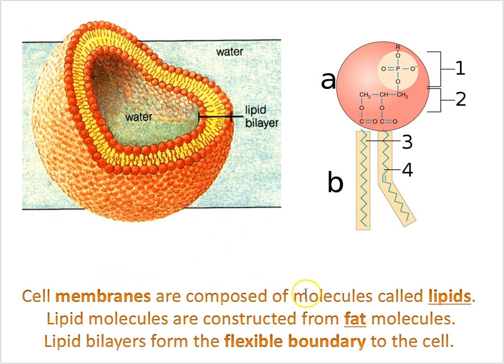Cell membranes are composed of molecules called lipids. Lipid molecules are constructed from fat molecules. And the lipid bilayer forms the flexible boundary to the cell. So here in this picture we see a magnification of the cell membrane.